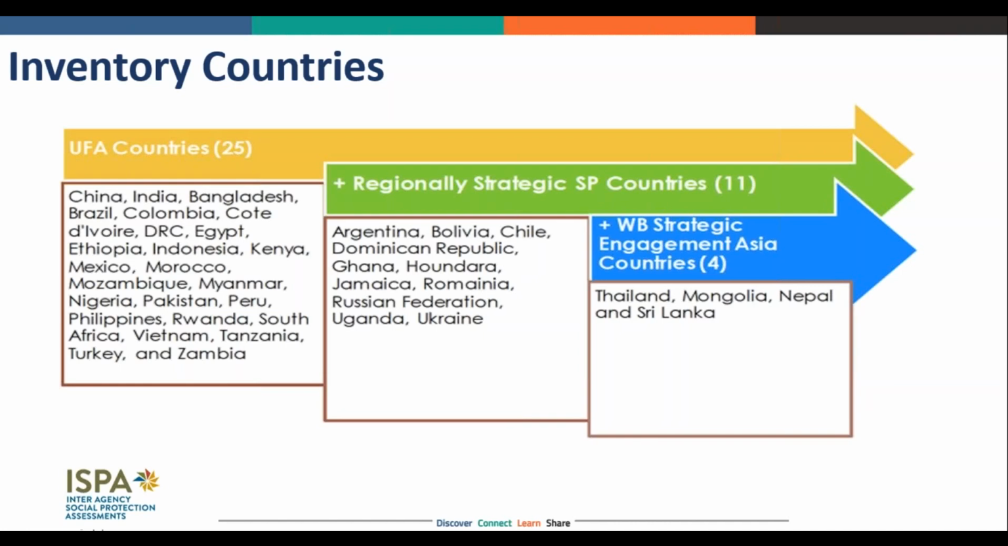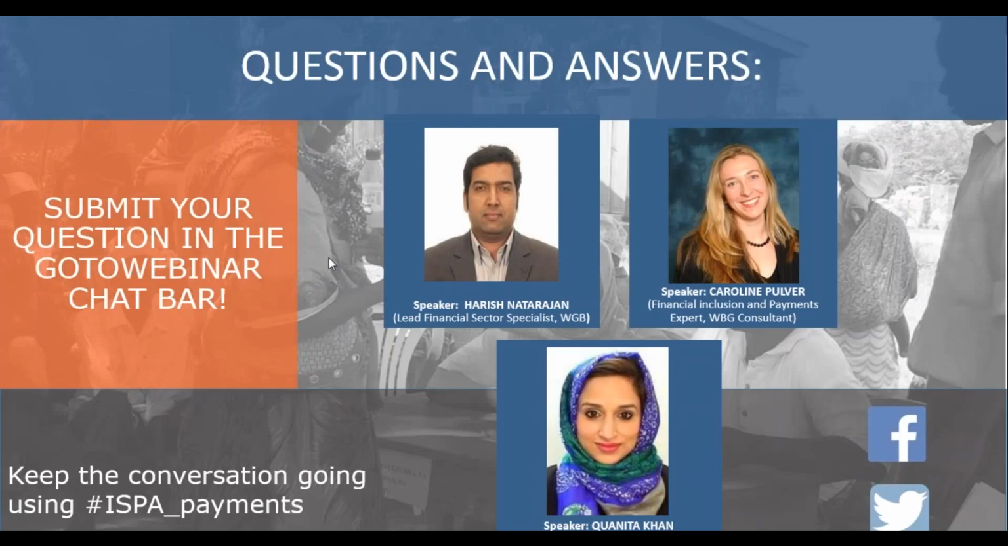And then you have the World Bank strategic engagement countries, such as Nepal and Sri Lanka, which may not be a UFA country, but you have a very interesting program called Samurdhi, and Nepal is coming up for the social cash transfer program. And they have done their innovation by launching biometric payments in remote areas of Nepal. So that's interesting to look at. And as we move forward, I'd love to share feedback on this. Can we go to the next slide now?